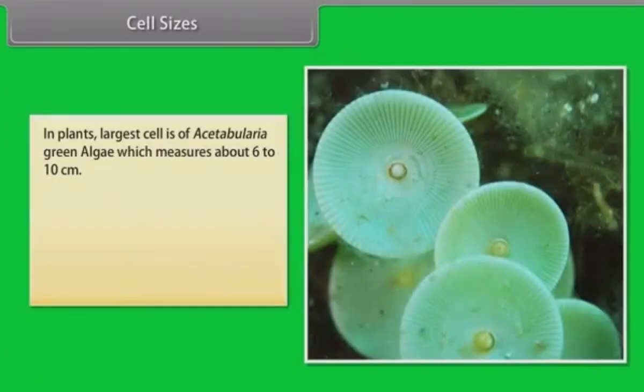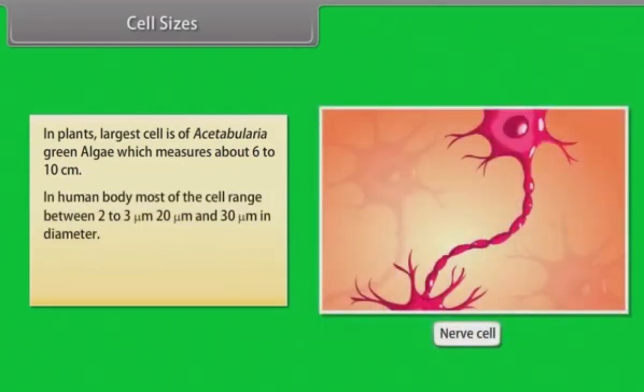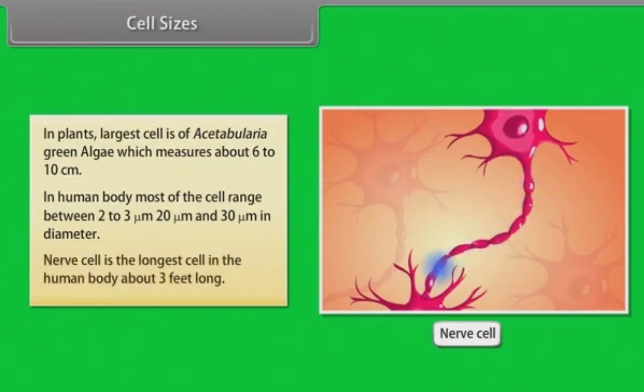In plants, largest cell is of Acetabularia, green algae, which measures about 6 to 10 centimeter. In human body, most of the cell range between 2 to 3 micrometer, 20 micrometer and 30 micrometer in diameter. Nerve cells is the longest cell in human body, about 3 feet long.